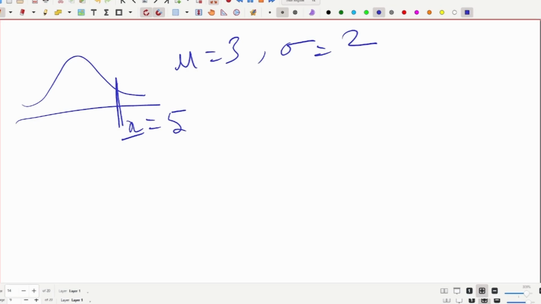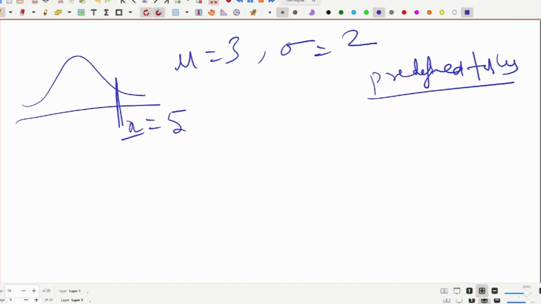Hence, predefined tables exist, and I will show you them. Predefined tables exist to get these values. Now, please come back here.